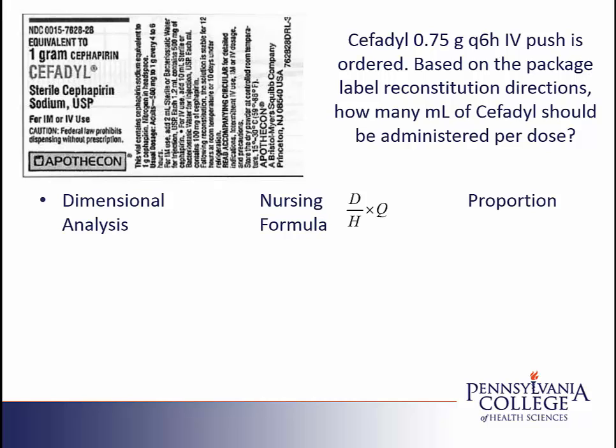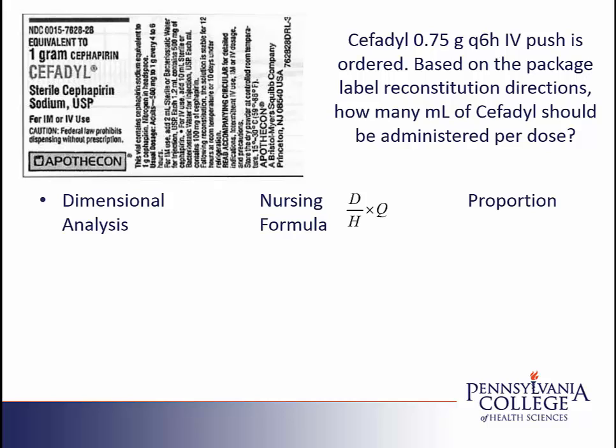We are completing a dosing problem. When we look at the order, we see 0.75 grams every 6 hours IV push is ordered. We're told, based on the package label and reconstitution directions, how many milliliters of the med should be administered per dose. So we have our three methods.